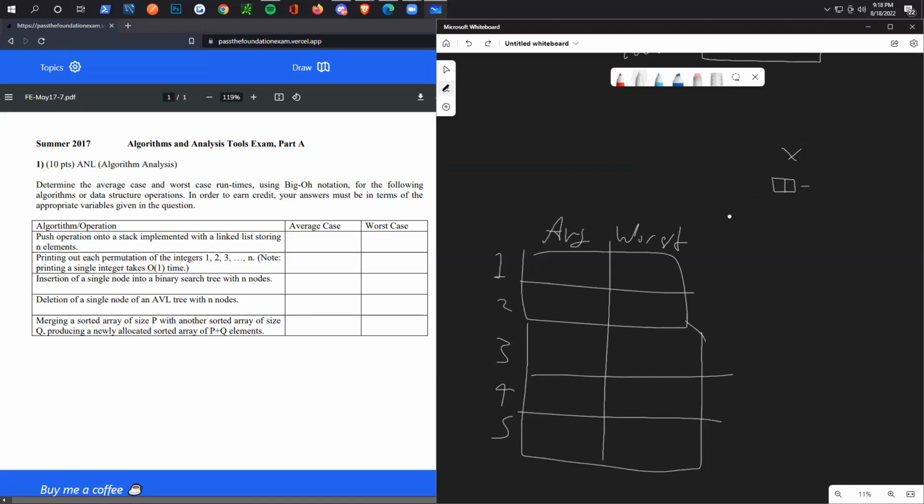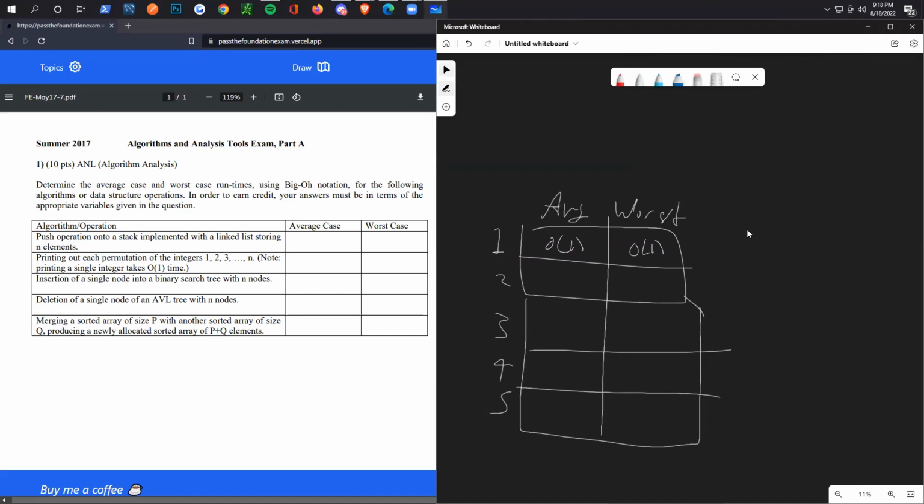So based on how they teach you in the course to do this, the average and worst case is both O of one. That's just based on how they teach you. There's probably some bad implementation that might make it worse, but in the way that they teach you, it's O of one, because they're thinking about how it should be implemented.